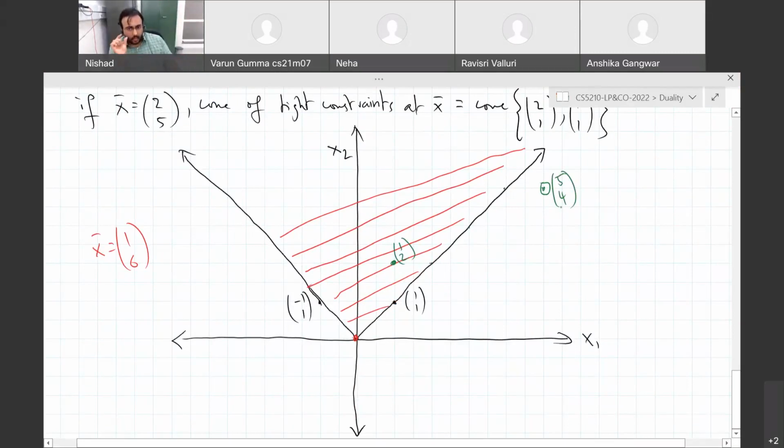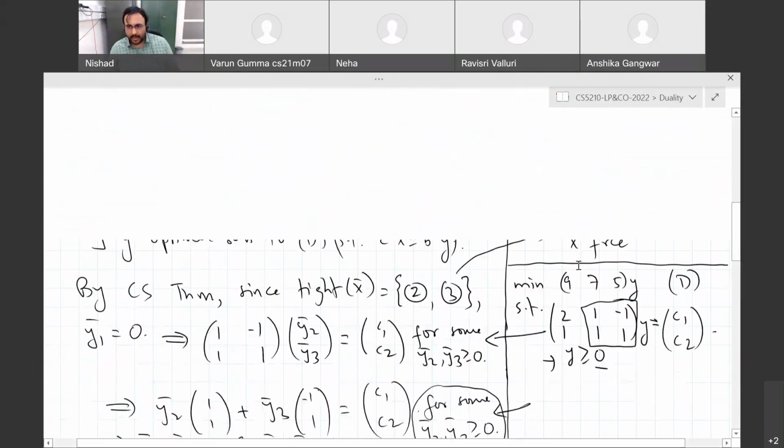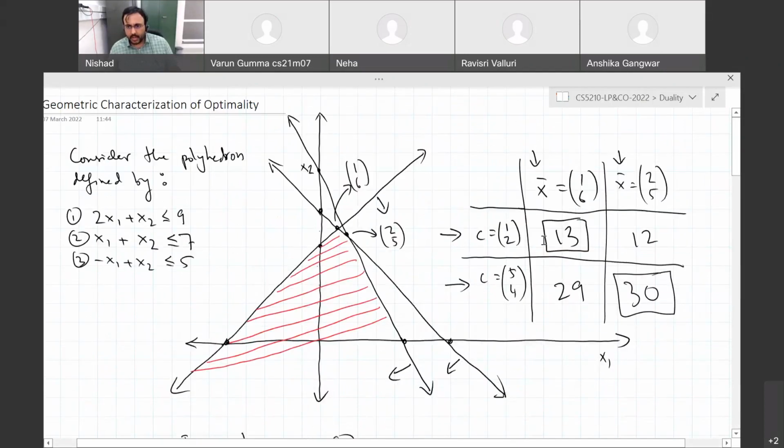So for the vector 1, 2, x bar becomes an optimal solution because it is in the cone. However, for the vector 5, 4, x bar is not an optimal solution because 5, 4 is not in the cone of tight constraints at x bar. Right? And let's see if that matches our observation. For 1, 2, x bar is an optimal solution. However, for 5, 4, x bar is not an optimal solution.